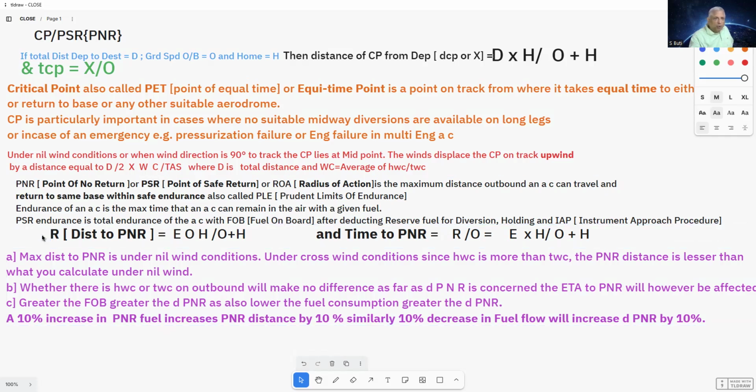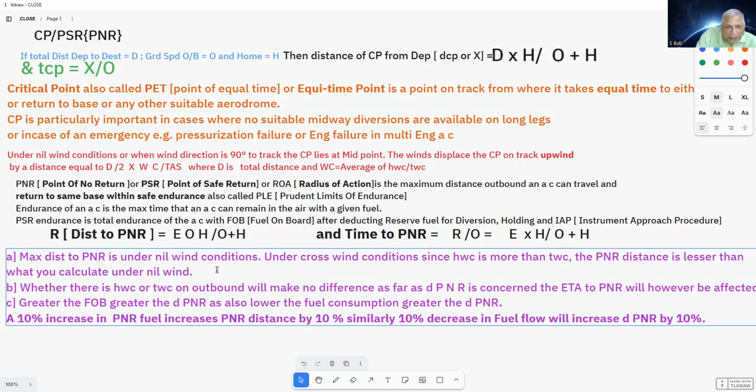Distance of point of no return is called capital R or DPNR. It is equal to endurance in hours, fuel available divided by the fuel consumption, take it in decimals of hours, multiplied by ground speed outbound multiplied by ground speed home divided by sum of O plus H. And time to the PNR will be this distance R divided by my ground speed outbound at which I must turn back, which is also equal to EH over O plus H.